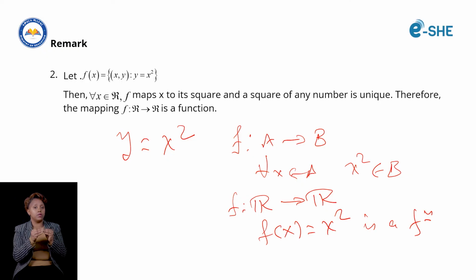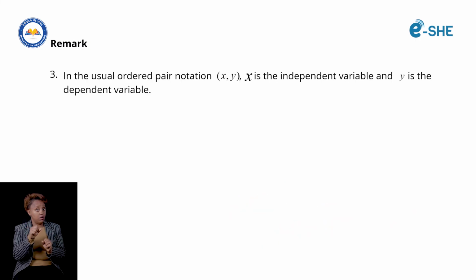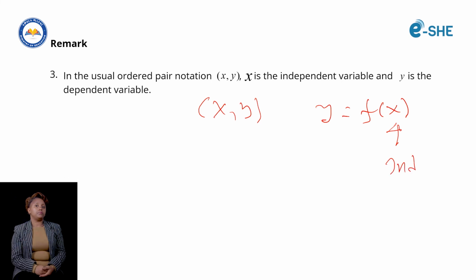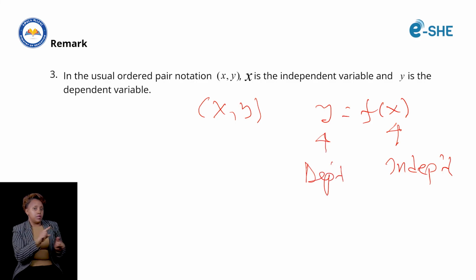Notice that the domain is the set of all real numbers. Likewise, the range is the set of positive real numbers. Actually, this has to be positive since no negative can be the square of a number. The usual ordered pair notation xy can be represented in the form of y as functional value of x. x is the independent variable, and y is the dependent variable. This variable depends on how the mapping makes it, dependent on the functional relationship.